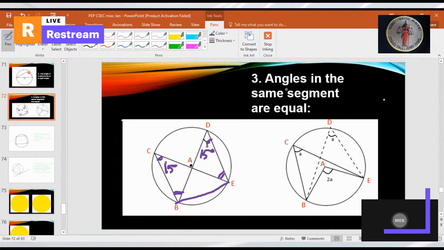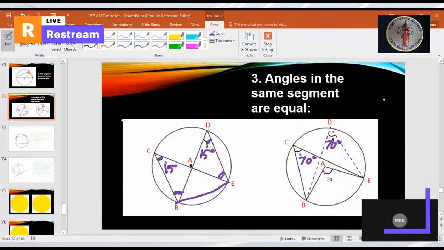So you would use this theorem to find D, because you'd say, all right, C and D both end on the same chord, they are in the same segment. So C and D are equal. So whatever they gave you for C, so let's say that C was 70 degrees, you would know automatically that D is also 70 degrees. But then how are you going to find this one here? You want this one also.